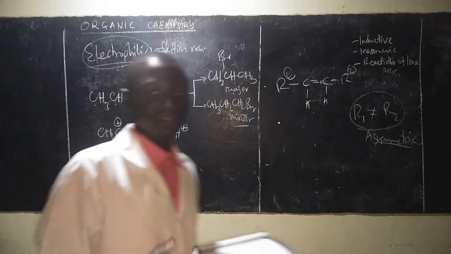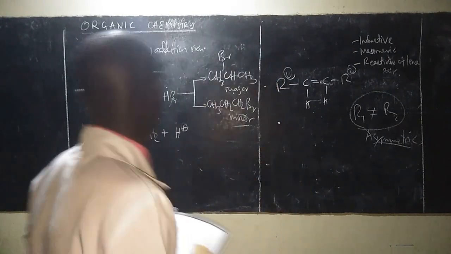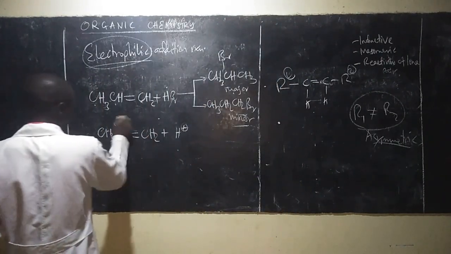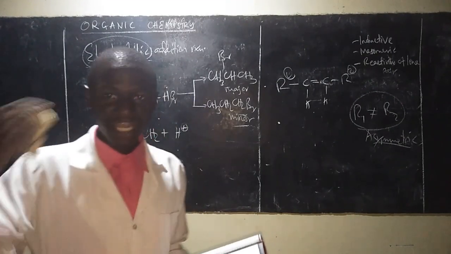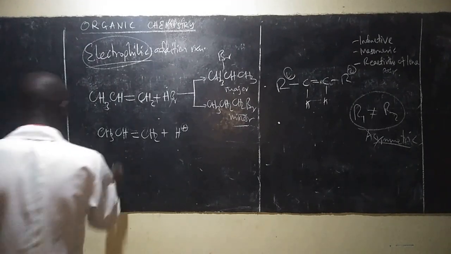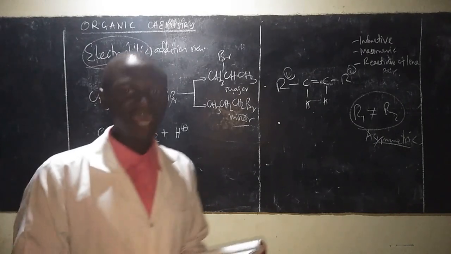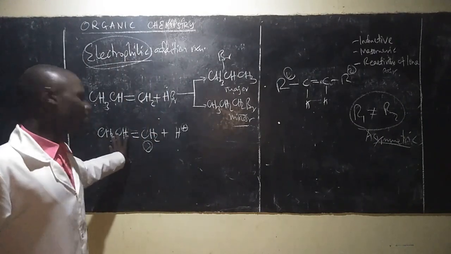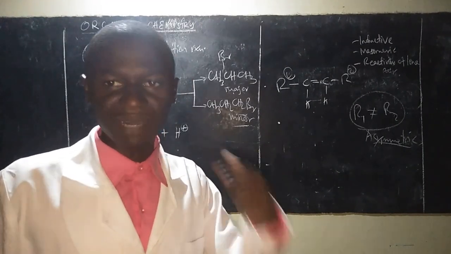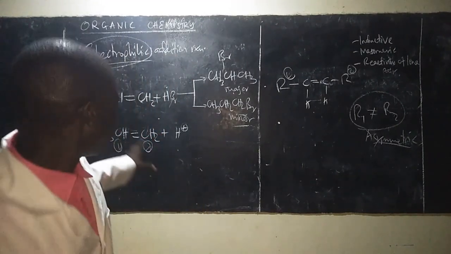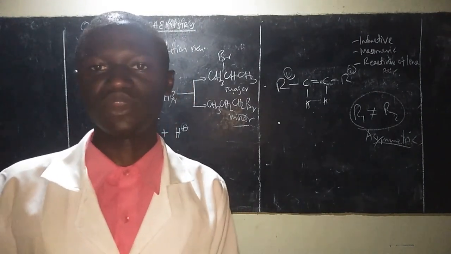Now remember, the carbocation is stabilized by the alkyl group. So, by your reason, not by my reason, here we have carbon number one, and here we have carbon number two. Then by your reason, which carbon will be good for the stabilization of the carbocation? Which carbon will be more stable if the carbocation is formed on that carbon?